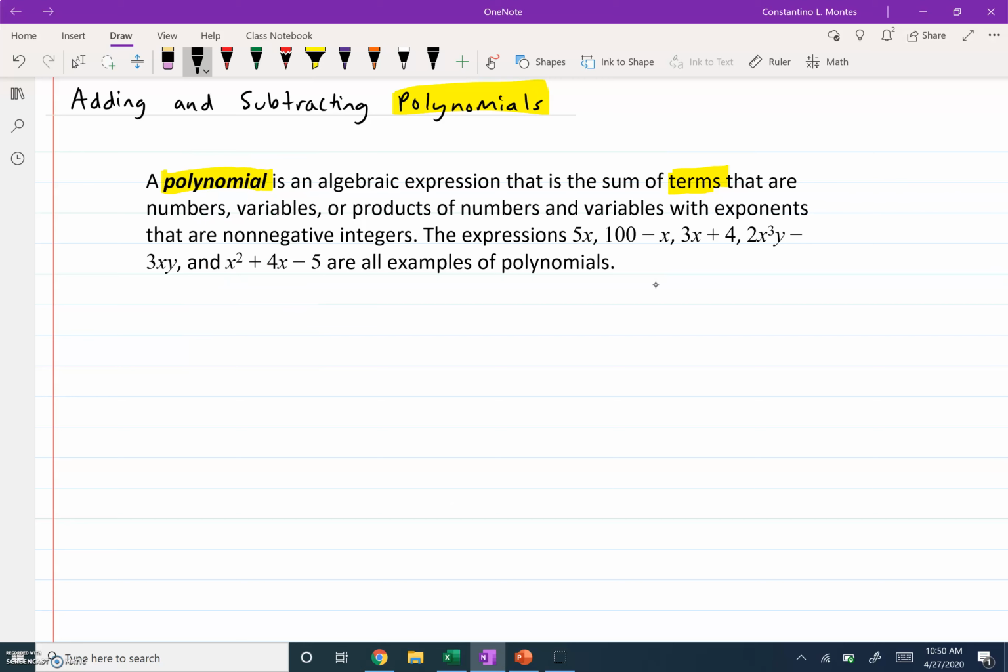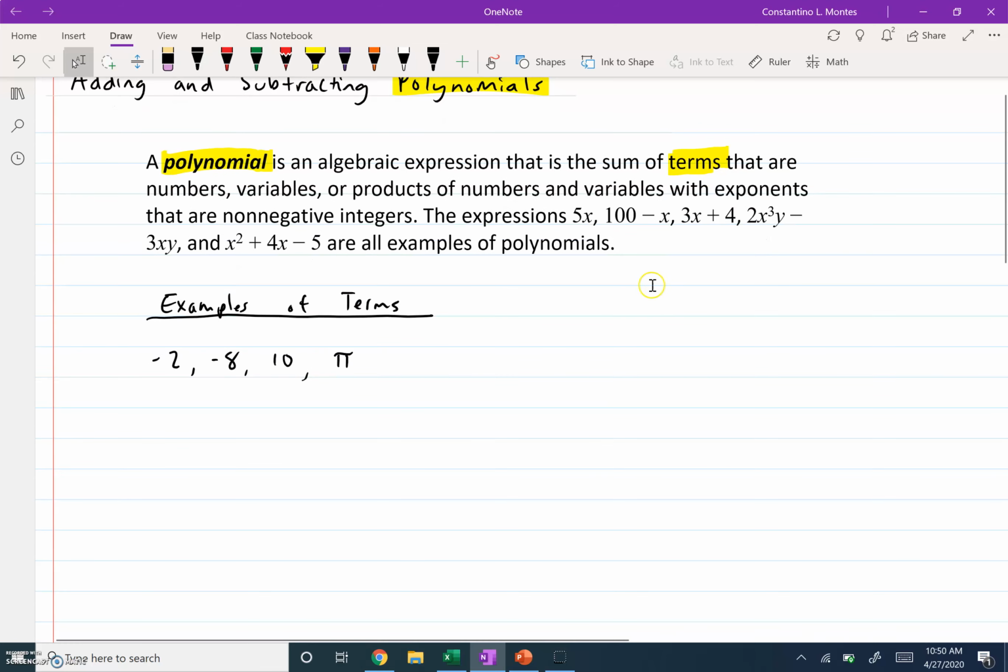But let's do some examples of terms so that we can see what kind of things we're going to encounter. Terms can be just a number, like -2, -8, maybe +10, or if you want to get fancy, pi is a number, right? It's 3.14 and continues on forever, doesn't repeat. These are examples of what we call constant terms because they're always the same. The value of -2 is always going to be -2. It doesn't depend on anything. So these are constant.